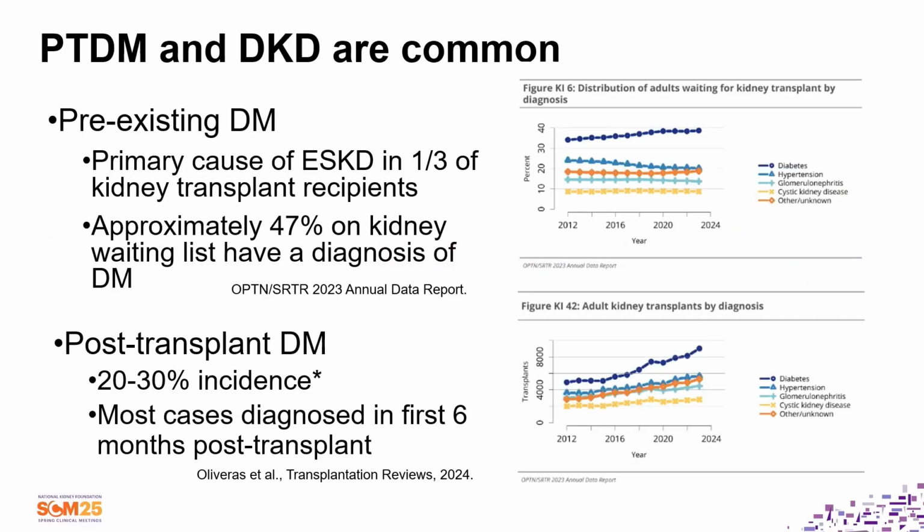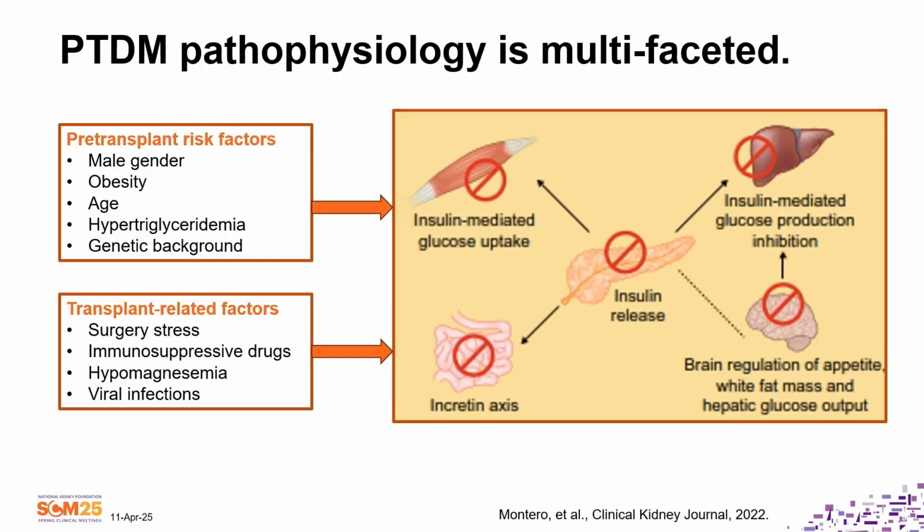And PTDM and DKD are quite common, right? A third of our patients have DM as their primary cause of ESKD, and almost half of patients on the waiting list have a diagnosis of diabetes. And as regards to post-transplant diabetes, there's about a 20 to 30% incidence, although that number is really controversial. There's quite varied reports, and most cases are diagnosed in the first 6 months post-transplant.